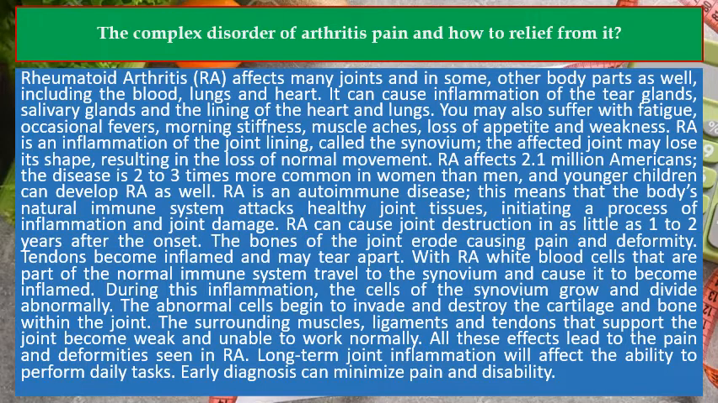With RA, white blood cells that are part of the normal immune system travel to the synovium and cause it to become inflamed. During this inflammation, the cells of the synovium grow and divide abnormally. The abnormal cells begin to invade and destroy the cartilage and bone within the joint. The surrounding muscles, ligaments and tendons that support the joint become weak and unable to work normally. All these effects lead to the pain and deformities seen in RA. Long-term joint inflammation will affect the ability to perform daily tasks. Early diagnosis can minimize pain and disability.